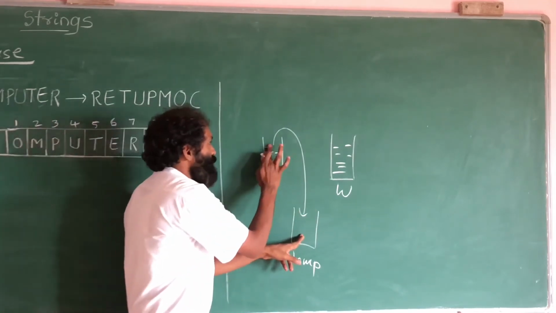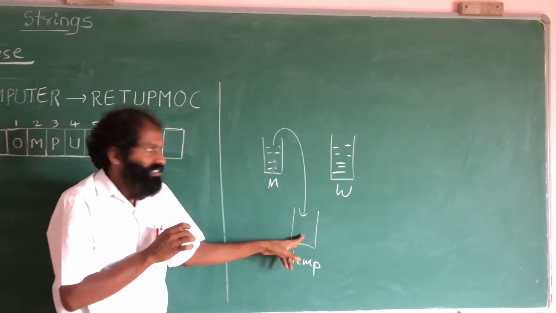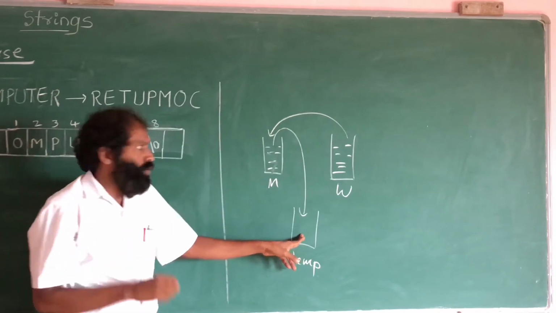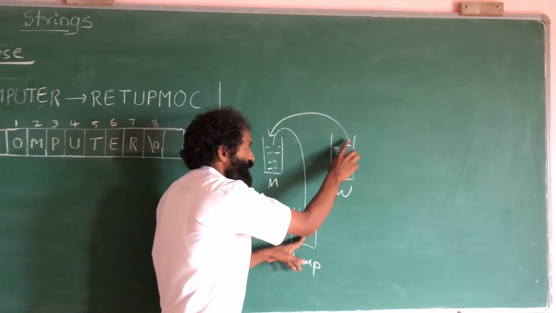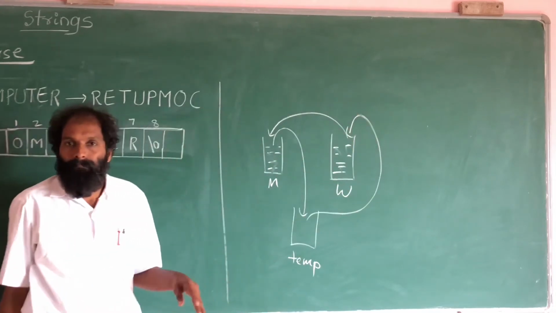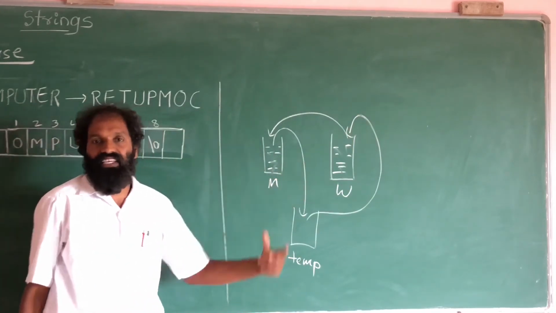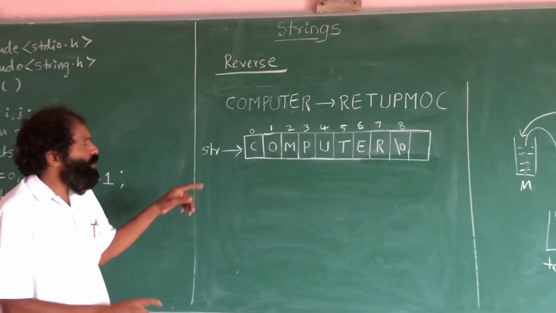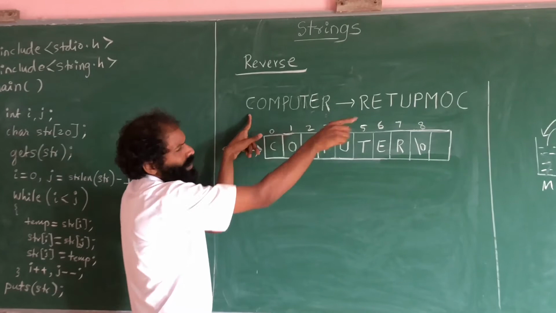Now this becomes empty. Second step, you have to put this. So now this becomes empty. So this you can put here. Now both are exchanged. Simple way. So here you need to exchange these two in the same manner.